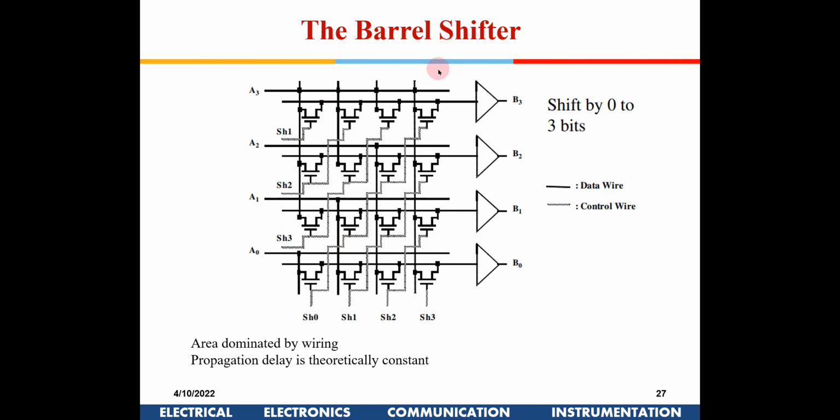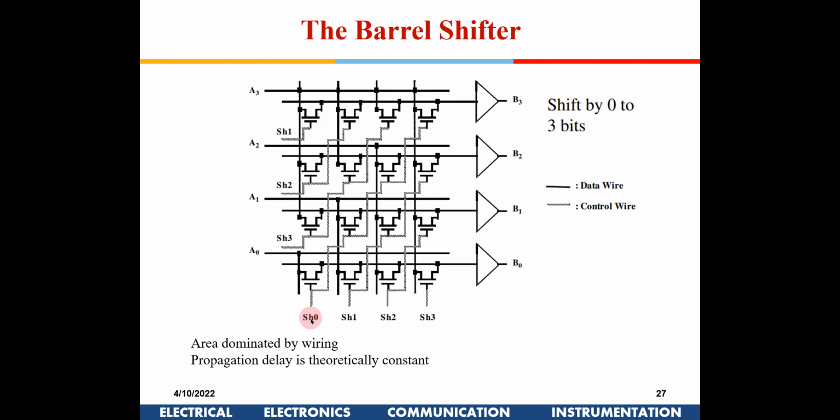Okay. So this is what a barrel shifter looks like. If you see here, this is the line which is connected to each of the buffers, and these are the input lines A0, A1, A2, A3. Now suppose the shift, this is shift 0, shift 1, these are the control signals.